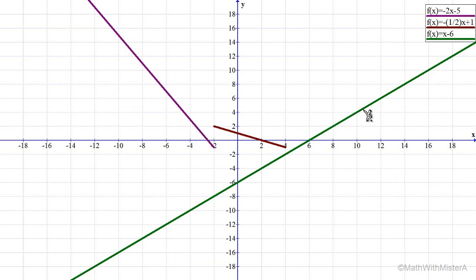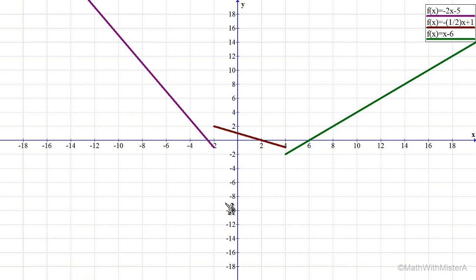The last graph, x minus 6, is used only for x values that are greater than 4. So we'll keep this branch that is 4 and greater, and chop off this part that has x values less than 4. And there's the graph of our piecewise function.